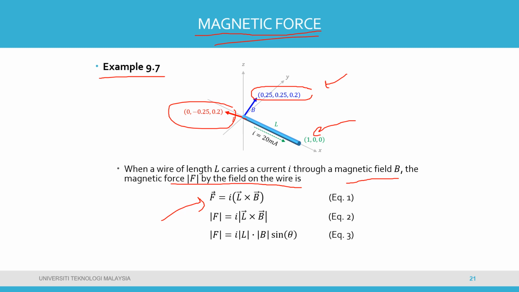So F is equal to I, which is the current, L is the length, multiplied by B, the magnetic field. This is the cross product. The force is calculated using this formula. And of course, the direction is always 90 degrees to L and B. This is L, this is B, so the force is perpendicular to both.